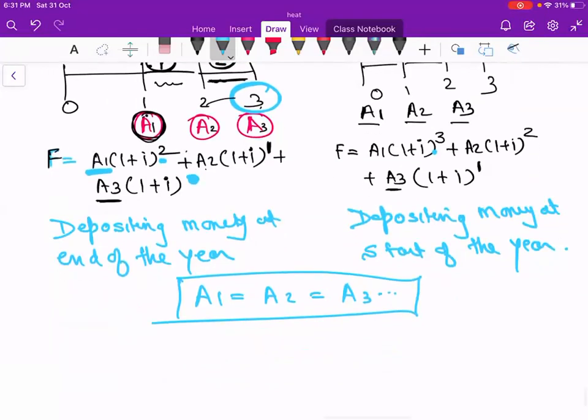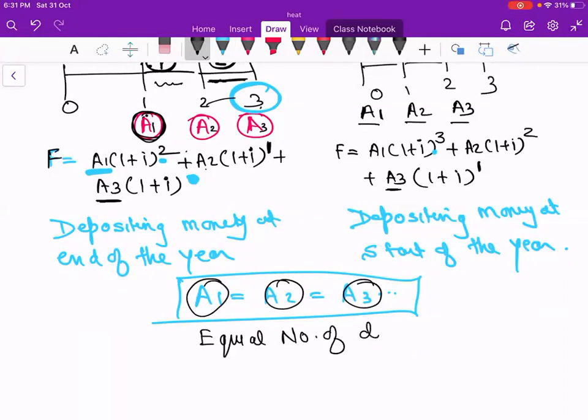So what is A1, A2? I will explain once again. What is A1, A2, A3? Equal deposits. Is everyone clear with A1, A2, A3? Equal deposits. Yes or no? Everyone is getting this. What is A? Equal deposit. Everyone is clear with this or not?